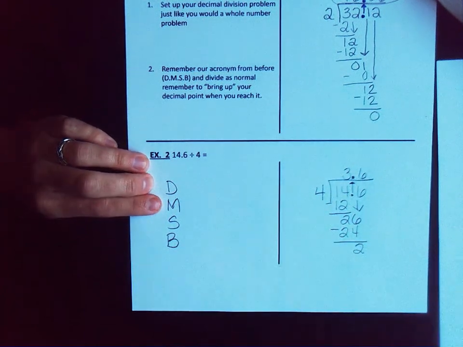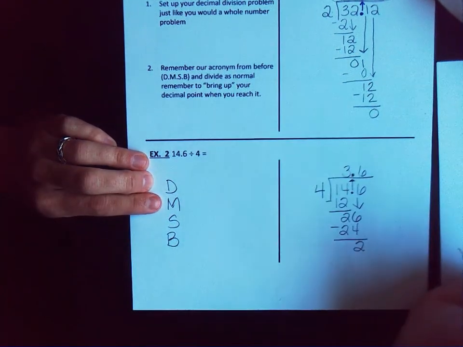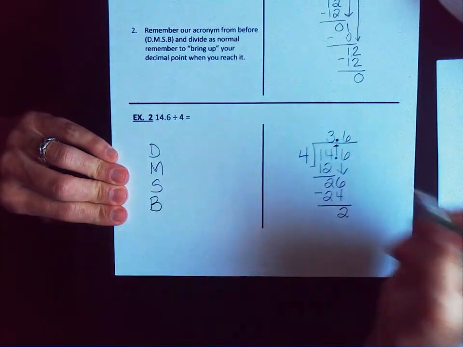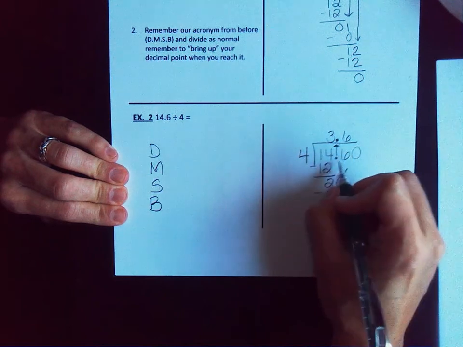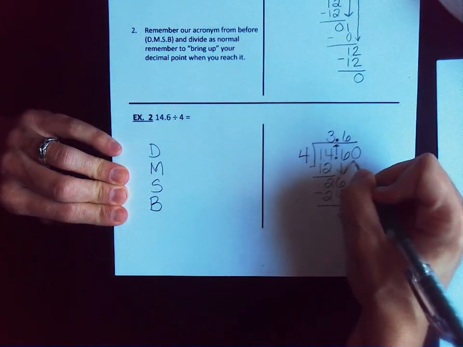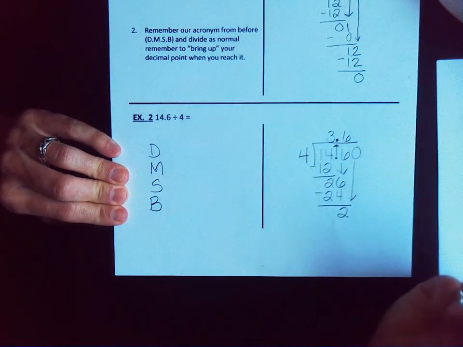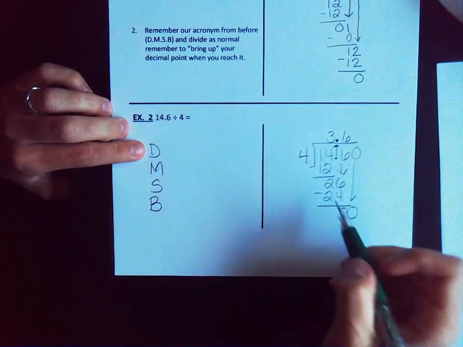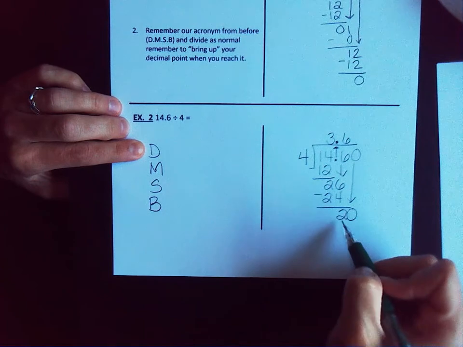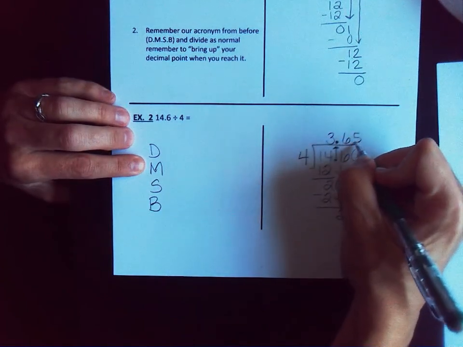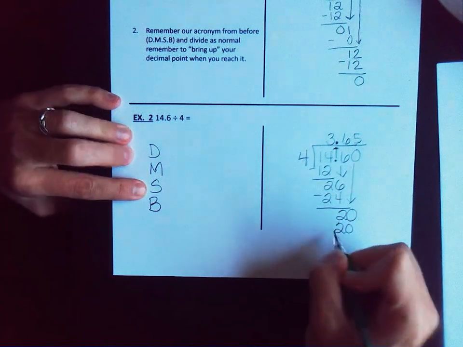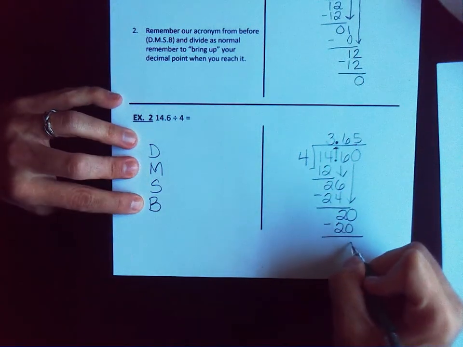Am I done? I'm out of digits. I have nothing to bring down here. No, good news is you're working with decimals. You can add a 0. You can add as many zeros onto the end of this problem without changing the problem. So I'm going to add a 0 on there, bring down my 0. Now I can divide. 4 divides into 20 nice and evenly 5 times. Multiply 5 times 4, which is 20. I need to subtract. 20 minus 20 is 0.